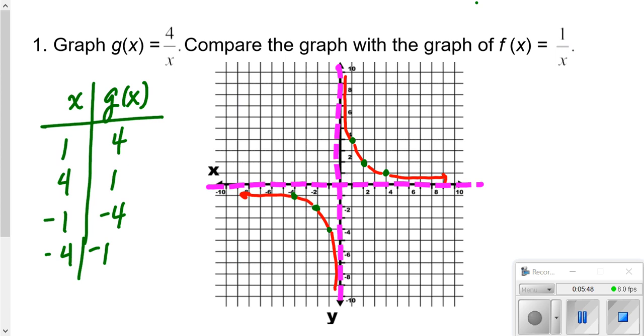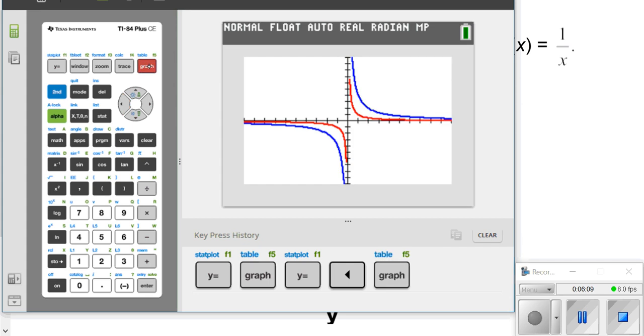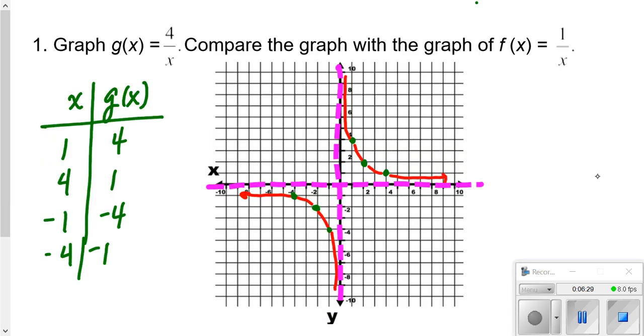And then it asks us to compare this graph with 1 over x. So for this, let's take a look at a calculator. Okay, so I've got 4 over x and I've got 1 over x. And so 4 over x is going to graph in blue on my calculator, and 1 over x is going to graph in red. And you can see them here. And you can see that stretch that I was talking about, right? The blue graph is 4 times as tall at any one given value of x. The y coordinate is 4 times further out from the x-axis than it was on the red graph.